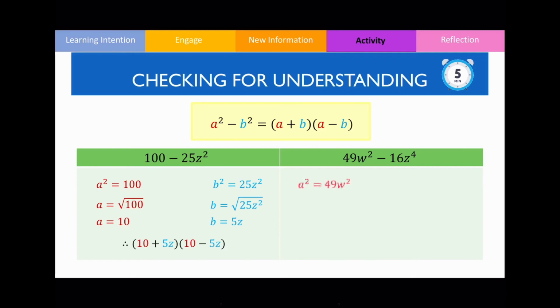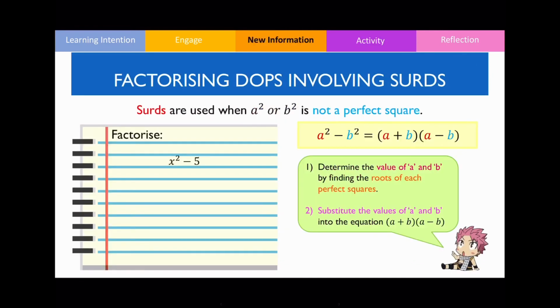And for the second question, a is going to equal 7w. B is going to equal 4z squared. That should be a z there, not an x. And therefore, this is going to be your answer. And that should, again, be a z, not an x.